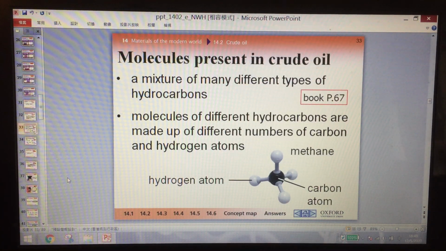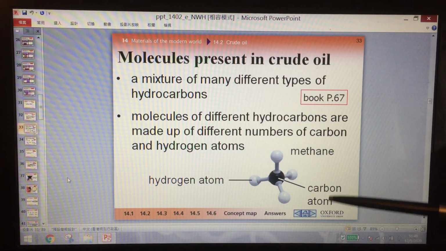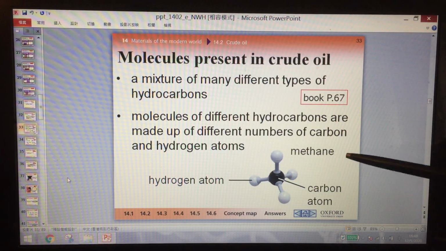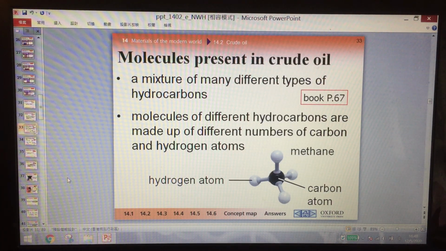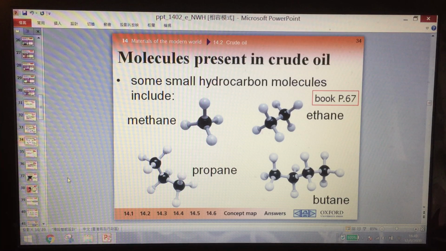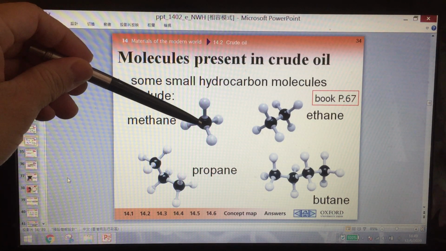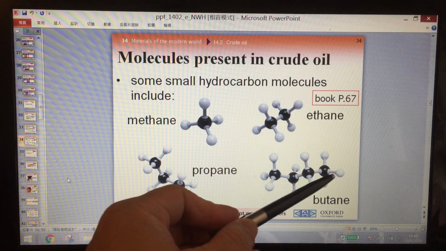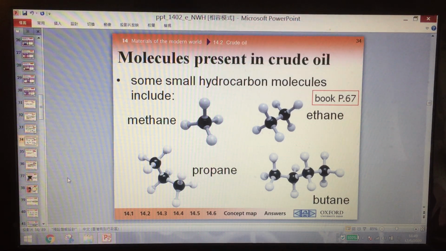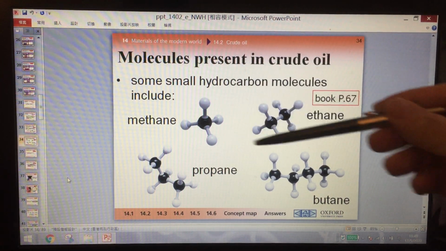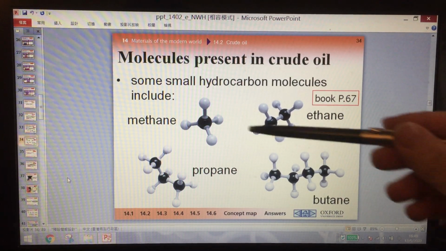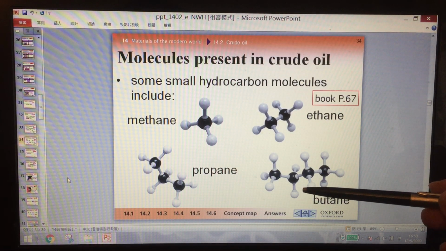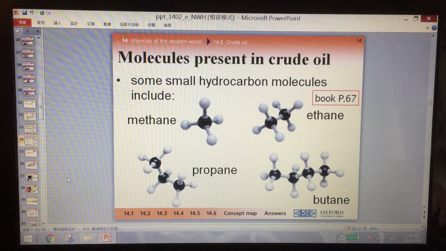Okay, this is an example. Just one carbon atom and 4 hydrogen atoms combined together. That is methane. And now you can see it may be 1 carbon, 2 carbon, 3 carbon, or 4 carbon atoms joined together, and of course, with hydrogen atoms. And then we will have very small, medium, and a little bit larger sizes. We have different size molecules.